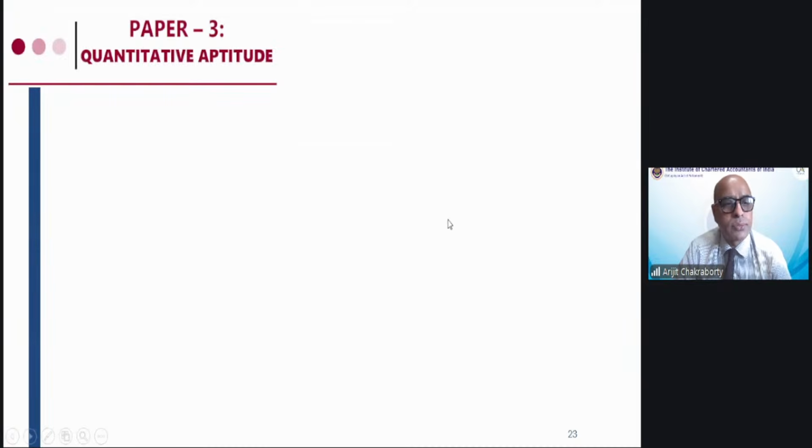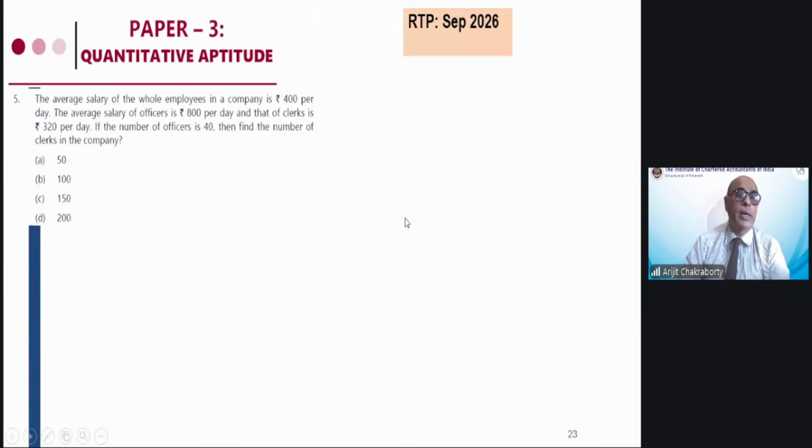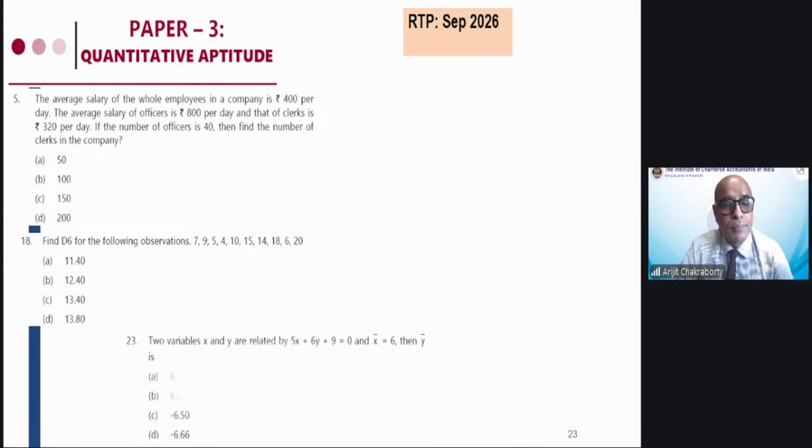We look at the last few questions. RTP, very, very important. September 2026. That's why I kept this at the end. The average salary of all employees of a company is 400 per day. The average salary of officers is given, and that of the clerks is given. If the number of officers is 40, find the number of clerks in the company. Let us first see the questions and then we see the solution.